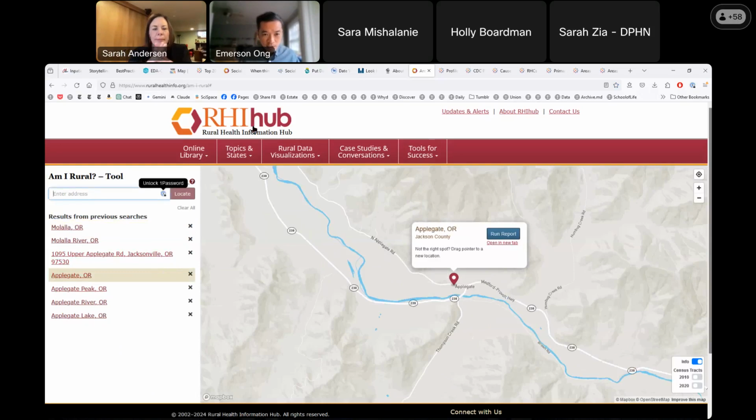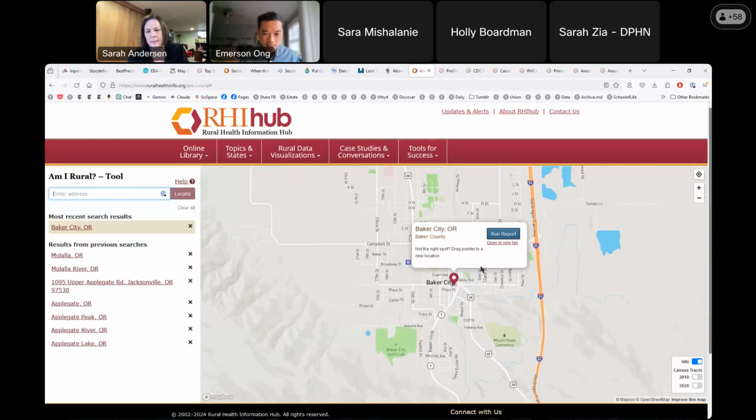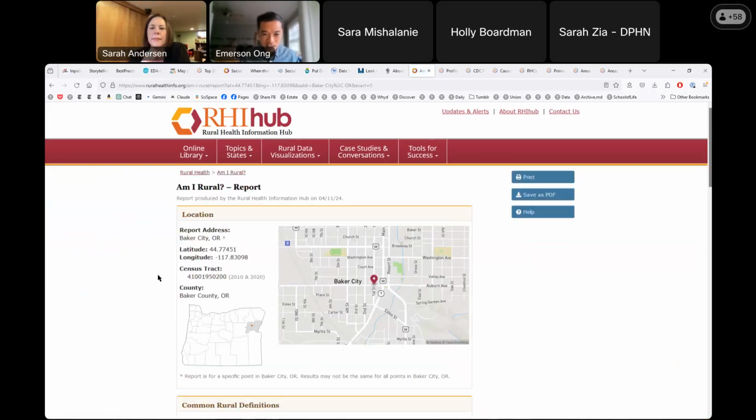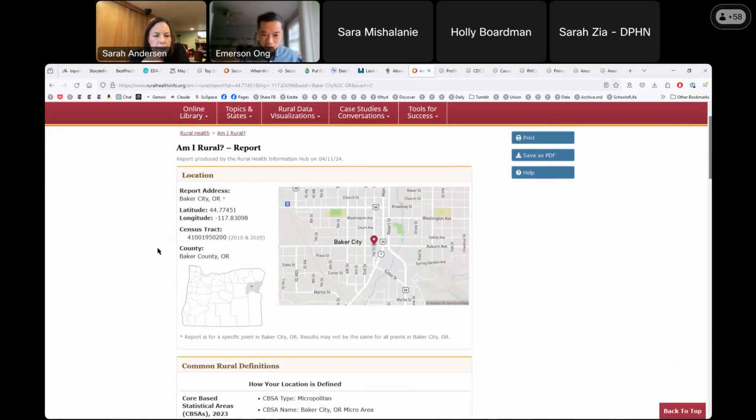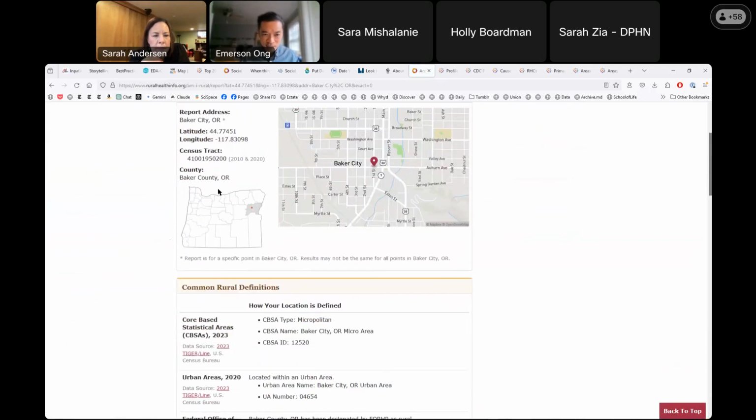Yeah, so this is the link that you can go to. Even if you just type "Am I rural?" it might pop up. You can type in a specific address here. I don't really have a specific address in mind, but you can just type in the city, even Baker City. It'll pop up here on the map. You just press run report, and it gives you a report on Baker City.